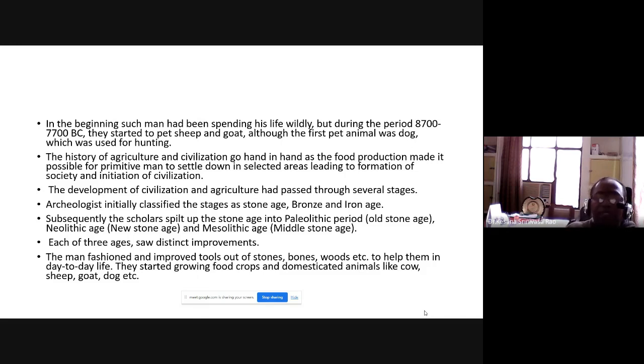We classify the stages as Stone Age, Bronze Age, and Iron Age. You all know very well the Paleolithic period, Neolithic period, and Mesolithic age. These are all the ages which we have passed through. Man fashioned and improved tools out of stones, bones, wood, etc., to help in day-to-day life. They started growing food crops and domesticated animals like cow, sheep, goat, dog, etc.